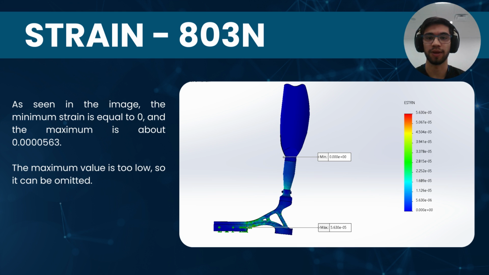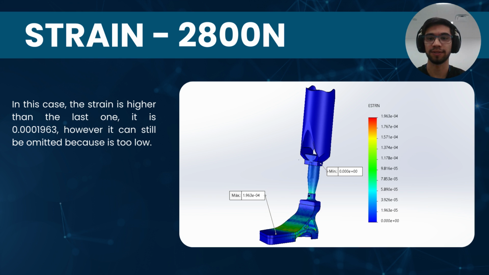Talking about the strain, with 803 newtons there was a maximum strain of 0.0000563 in the arch of the foot of the prosthesis. For the 2,800 newtons, we have a value of 0.0001963. Despite the fact that the second is a little higher, the strain can be ignored as it's a very low value in both cases.